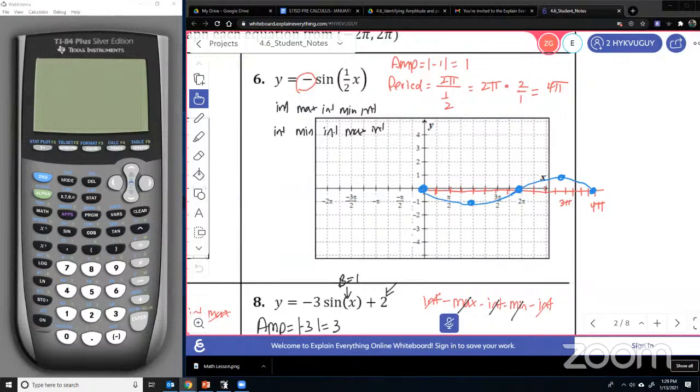All right. Are there any questions as to why the graph looks like that? Any questions? Why did you switch the min and the max? Because the negative reflects it. Now, if you didn't reflect it, I'm going to show you the other one.